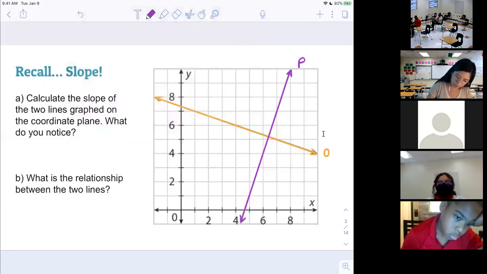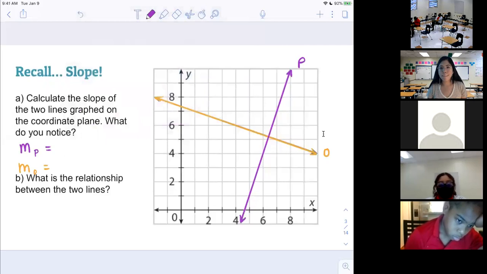All right. I need the slope of the purple line, and I need the slope of the orange line. Who can give me the slope of the purple line? All I'm asking for is the slope, Jalen. You did more work than you needed to do. But you got me an answer, so thank you.